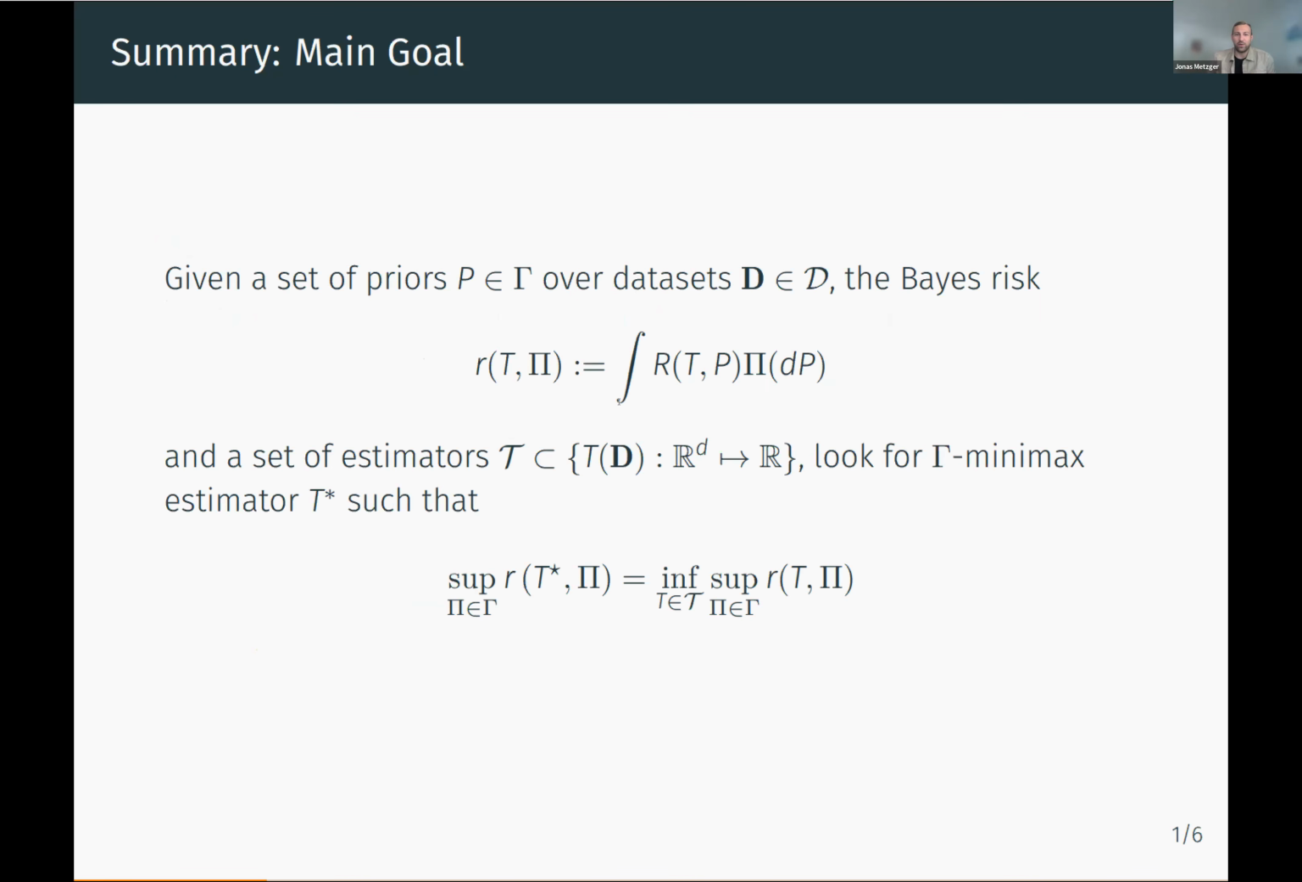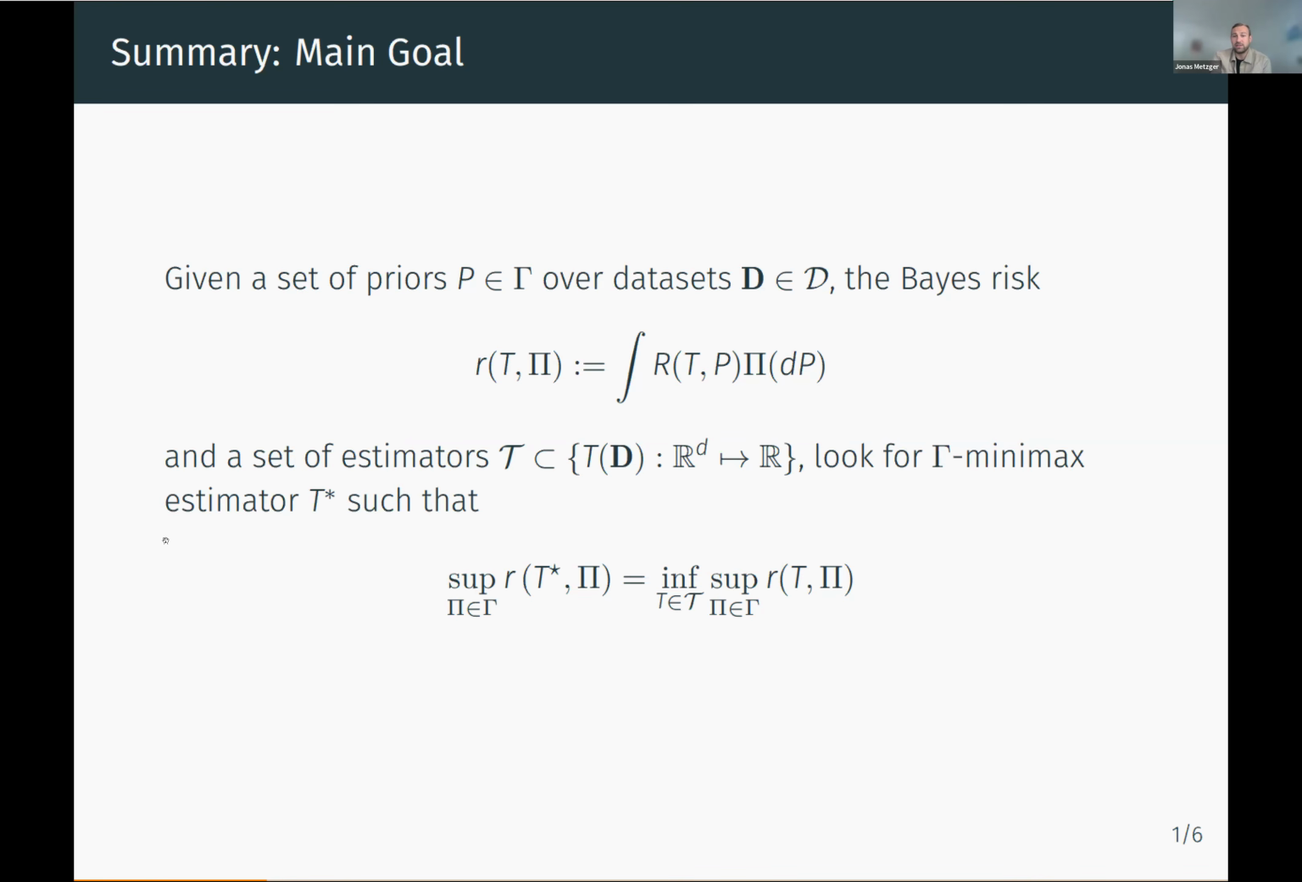Just to give a quick high-level summary of the method in my own words. We have this object that's a risk function of an estimator that maps from a data set to some function of interest, along with a distribution over that data set, and we integrate that over a prior pi, and that's how we get the Bayes risk. The idea of the method really is that we look for the optimal estimator under the worst possible prior within some set gamma. And that is the gamma-minimax estimator.